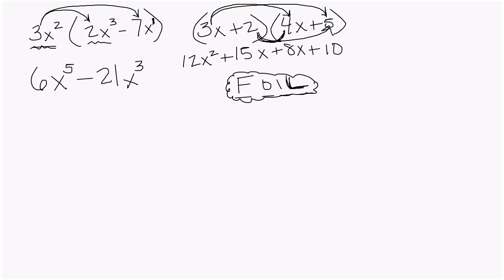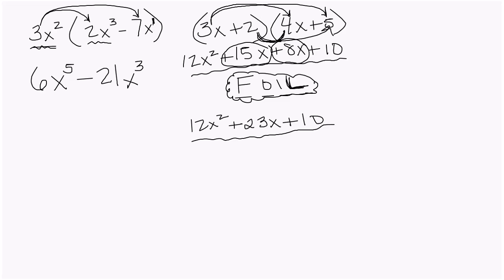binomials together. You're going to use this FOIL method of multiplying your first terms, your outside terms, your inside terms, and your last terms. And this will give you a polynomial that looks like this. Your next step is to see if you can combine like terms, and I see that I have 15x plus 8x. So I can add those together and I get 23x, which is the combination of 15x plus 8x. And then I'll just bring down the 10 and the 12x squared. And there is my simplified polynomial. So that's the FOIL method in multiplying.